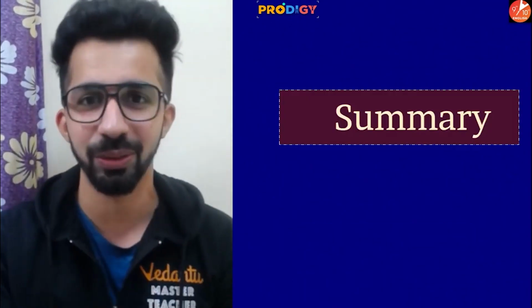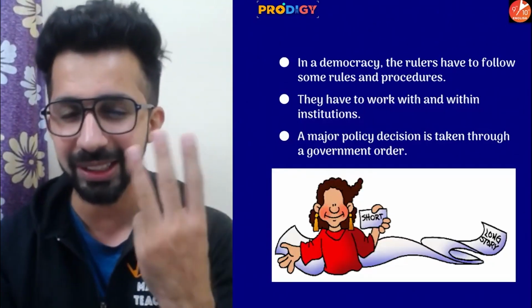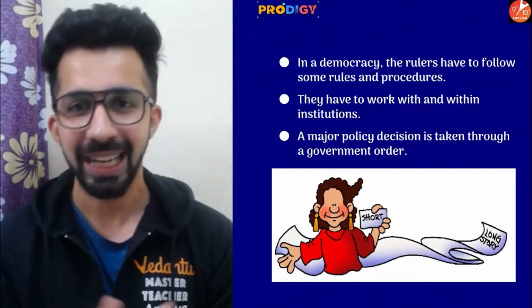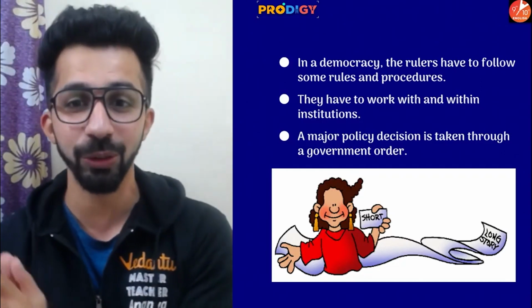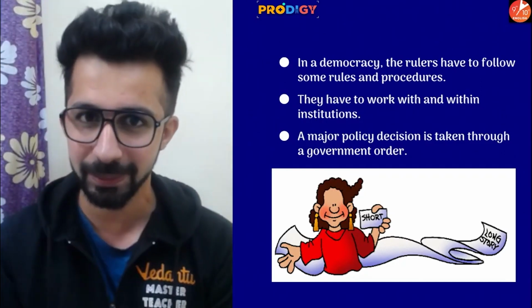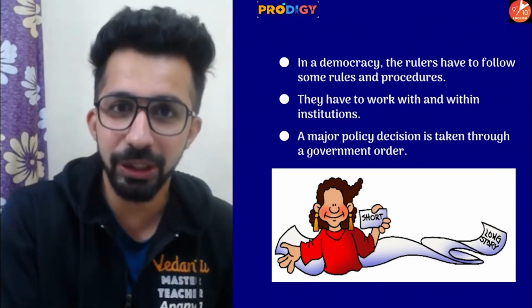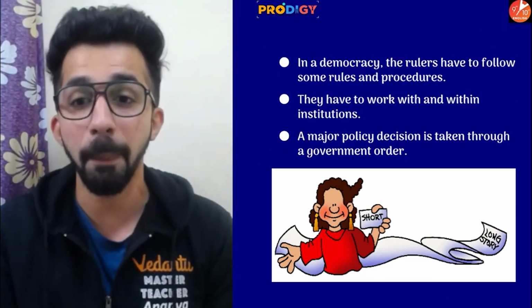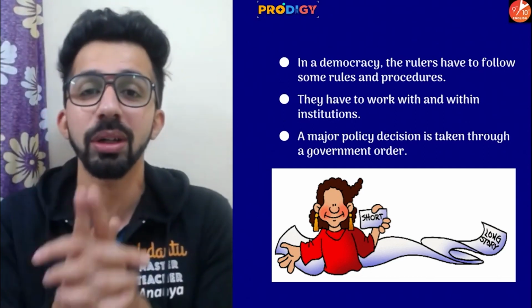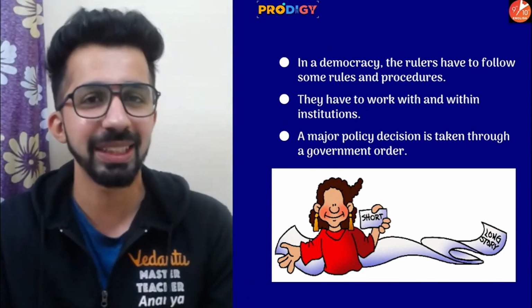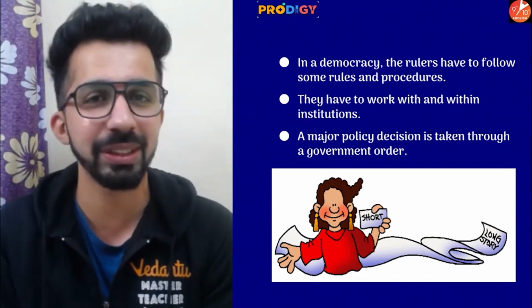So guys, in short, what I'm trying to say, three things you are supposed to remember. In a democracy, the rulers have to follow some rules and procedures. They have to work with and within the institutions, and a major policy decision is taken through a government order. That's it, which is also known as office memorandum.